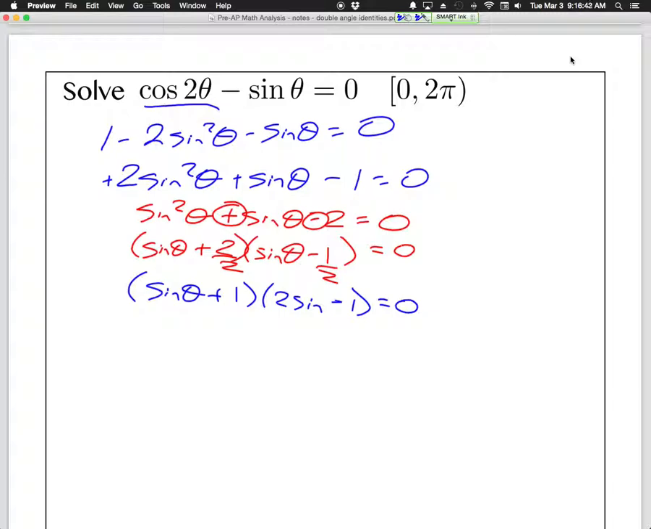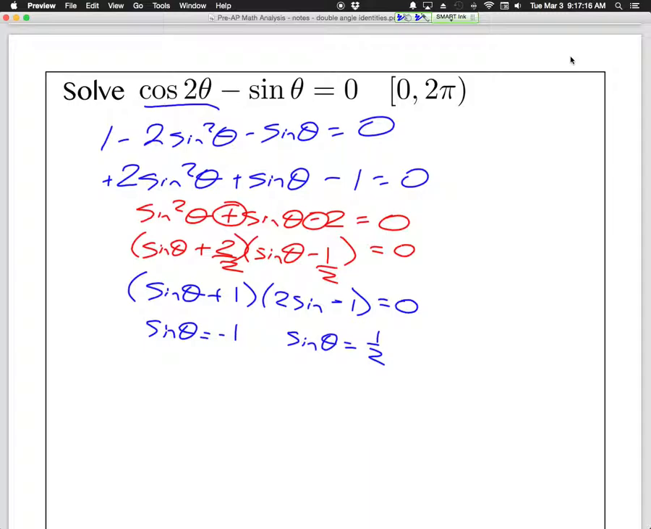Nick, what do we always want to do after we factor? Set equal to 0. Good. So we get sine equals -1. I get sine equals 1/2. Say again. All right, Bobby. Sine equals -1.